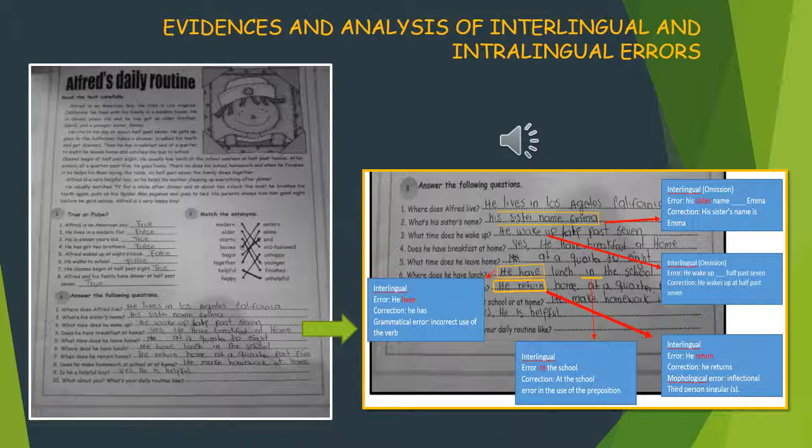This classwork was done by Fernanda Morales. She studies aerobic dance. We focus on point number 3. Here, Fernanda had to answer some questions regarding Alfred's daily routine. At the moment, we see 5 interlingual errors of grammar, morphology, and error in the use of prepositions.